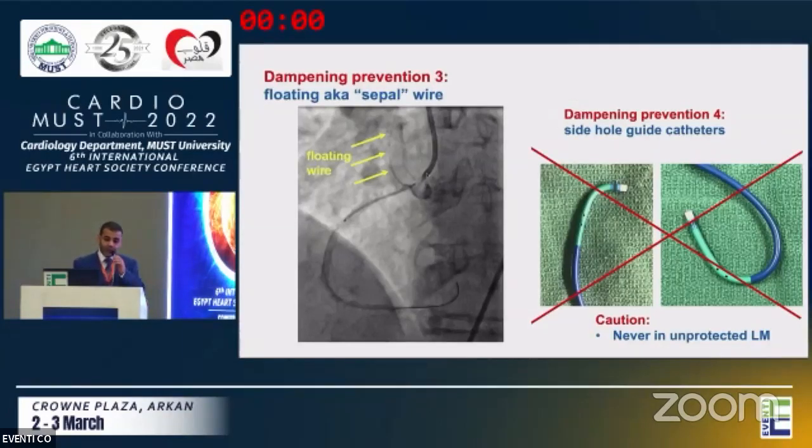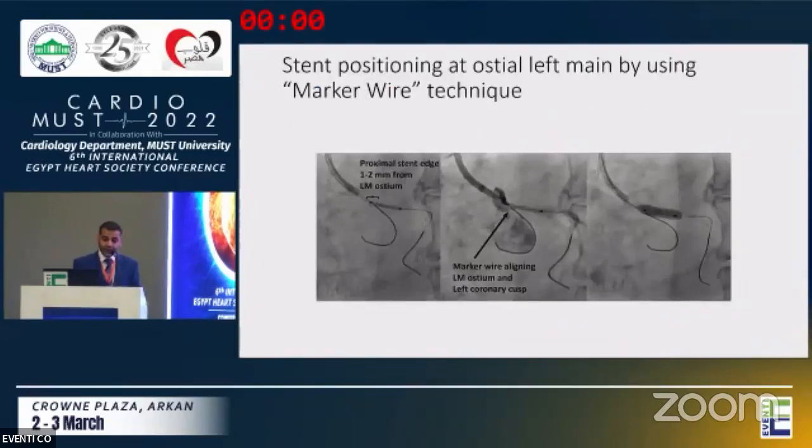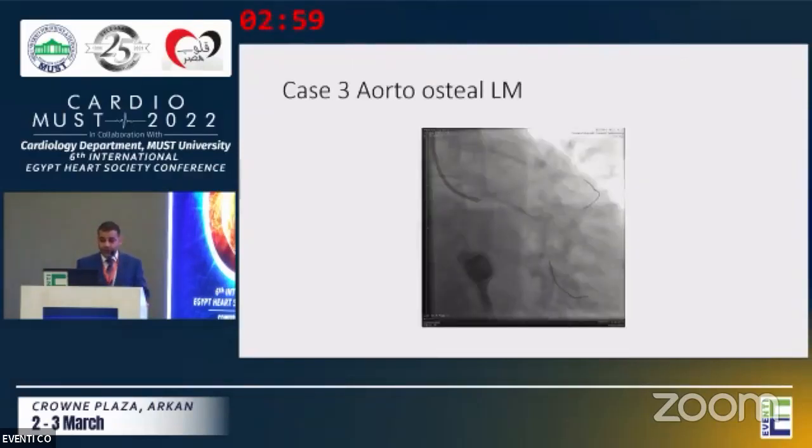It's good for two things, for keeping the guiding away and for positioning of the stent, because positioning of an aorto-ostial stent in left main is one of those challenges. The best thing is to have 1 to 2 millimeters outside the left main, and this can be adjusted well with this technique of marker wire. This is an aorto-ostial left main case also for illustration.